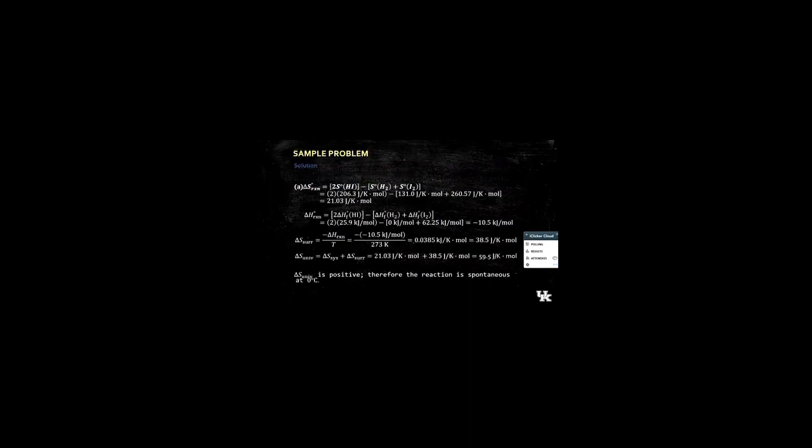All right. Determine if each of the following is a spontaneous process, a non-spontaneous process, or an equilibrium process at a specified temperature. Okay, this one gets a little more difficult. So they want you to be able to calculate these, to figure out what these are, and let's just show you what this looks like.